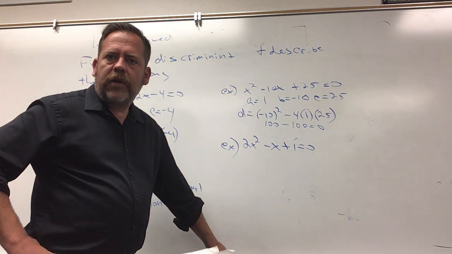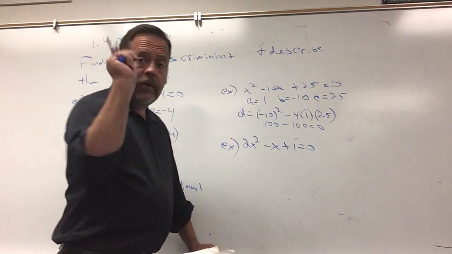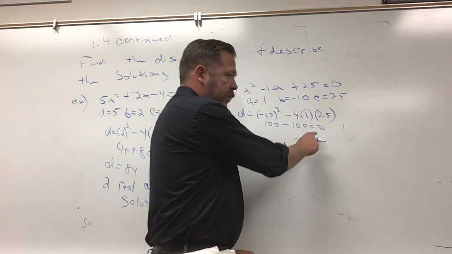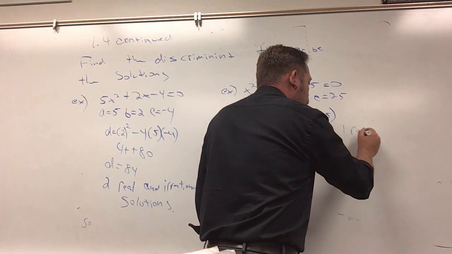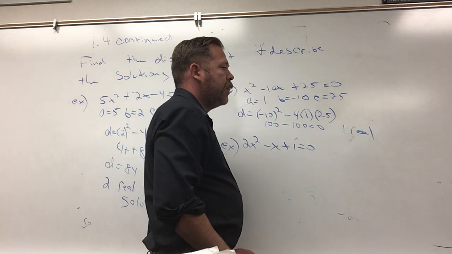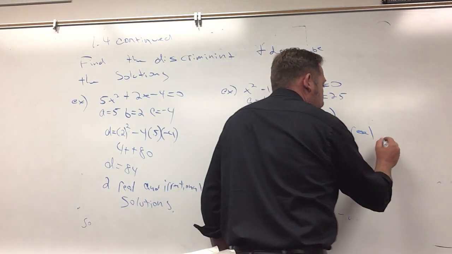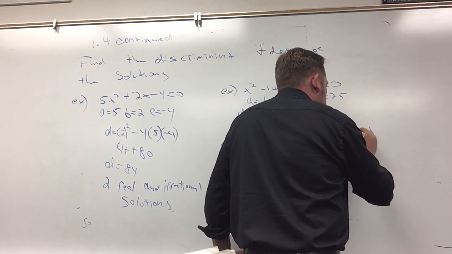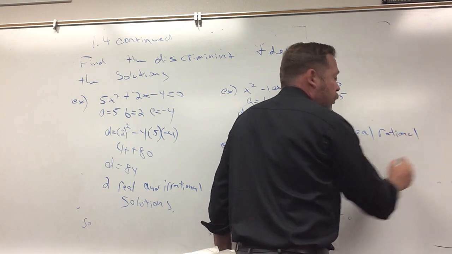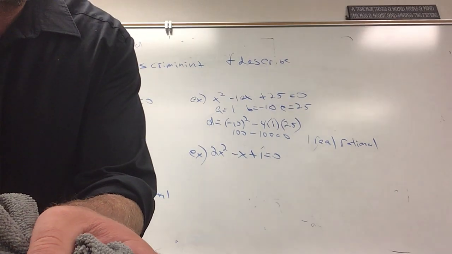Is 0 a perfect square? What's the square root of 0? It is 0. So there is 1, because it's 0, real solution. And since it's a perfect square, we're going to say it's rational. So this is 1 real rational solution. I'm going to adjust this so we can see it, make sure we can see that.